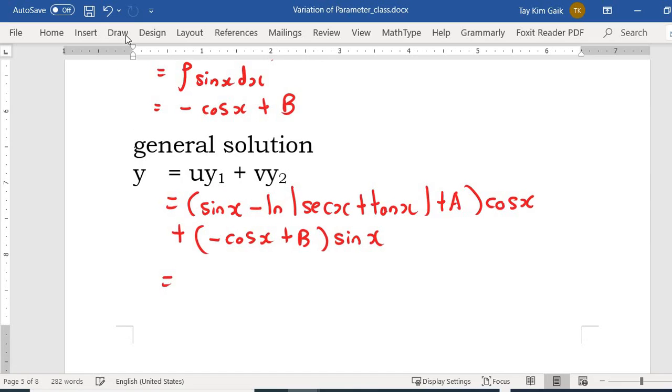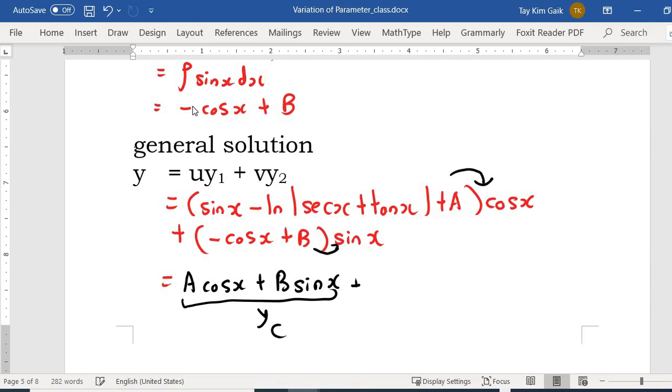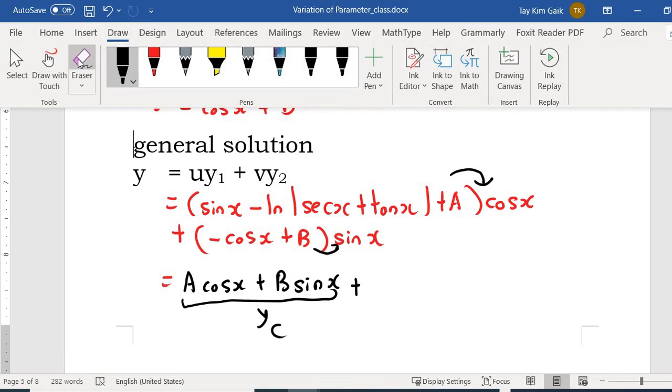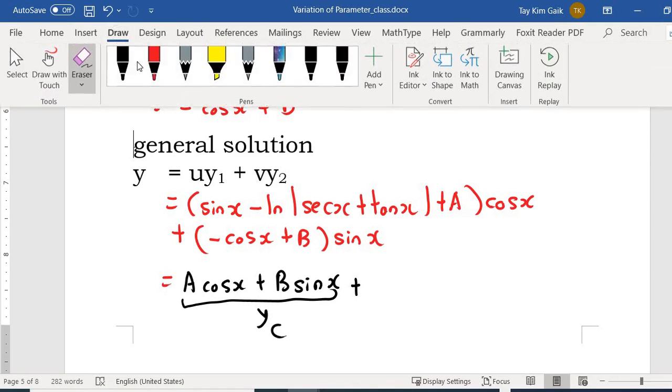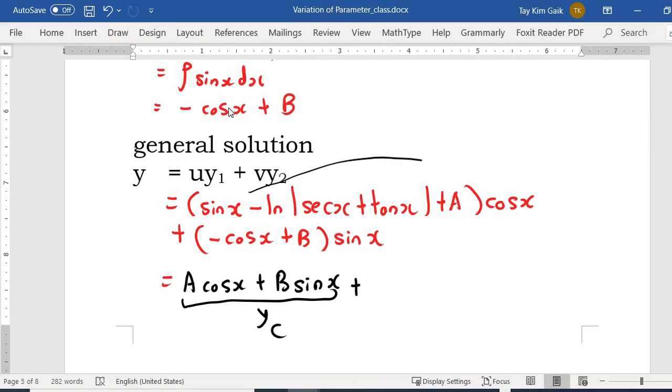Then we expand. We expand the terms with a and b first, so you get a cos x plus b sin x. This is the part yc. And then you expand the terms without a and b. Don't forget this one also, this one also. So you have sin x cos x.